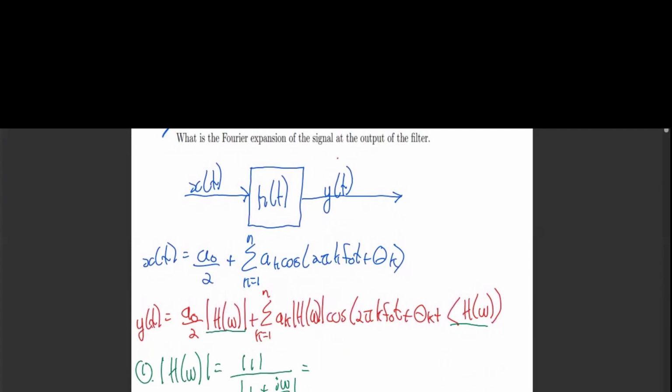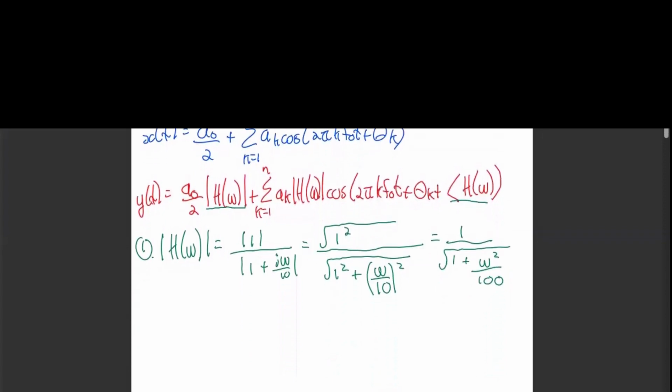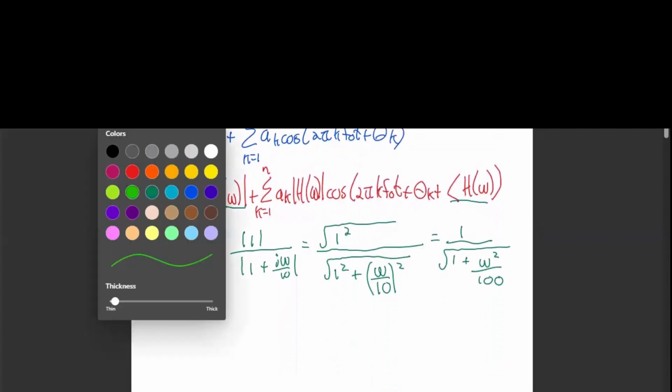So remember, magnitude is the square root of the real part squared plus the imaginary part squared. The numerator has no imaginary part, so that'll be the square root of 1 squared. The denominator will be the square root of 1 squared plus omega on 10 squared. And we could reduce that. This will cancel with the square roots. So we get 1, and 1 squared is 1, and that'll be omega squared on 100. So that'll be the magnitude response of the filter.